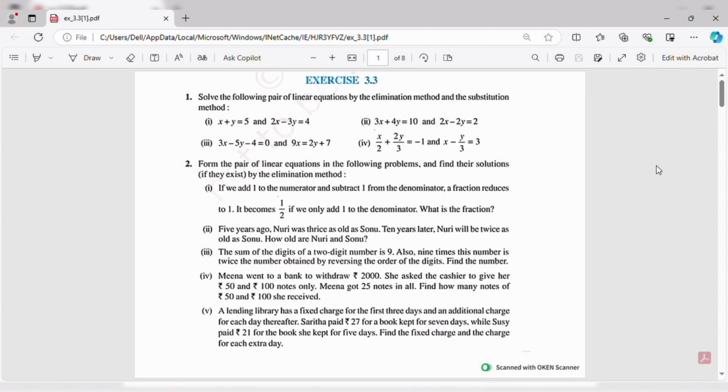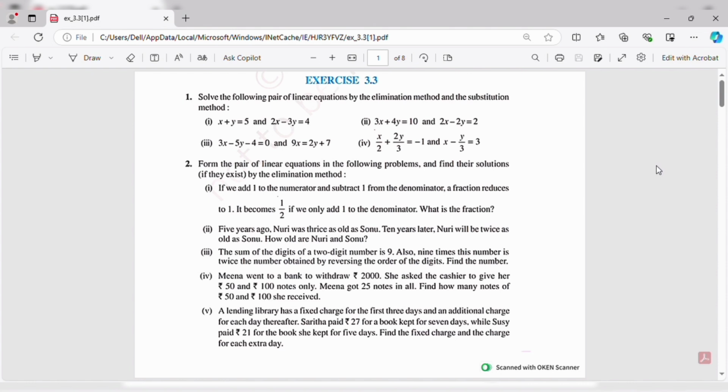In this video, we will discuss exercise 3.3. Here we will learn how to solve pair of linear equations by elimination method. Substitution method we did in exercise 3.2. Now we will do these questions by using elimination method.